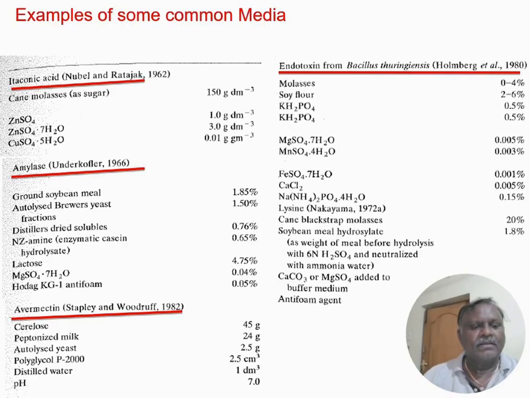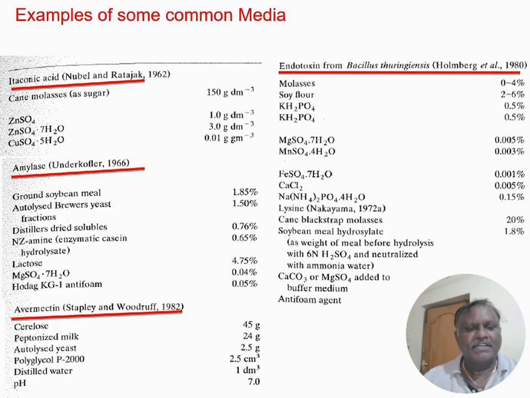production, it uses ground bean soya meal and brewer's yeast fractions, distillers dried solubles, and lactose, magnesium sulfate heptahydrate, and so on. This makes a good recipe for amylase enzyme production. Whereas for other antibiotics like ivermectin, they use cellulose as the important carbon substrate, and peptonized milk, autolyzed yeast, polyglycol, distilled water, and there should be a pH requirement of 7.